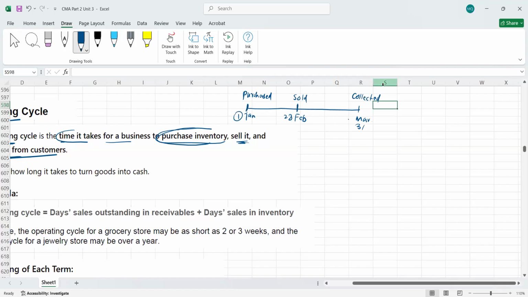Now, what is the operating cycle? Operating cycle measures the time we take to purchase the inventory and then collect the cash from the customer, simply from this point till this date. Here we purchased the inventory and here we collected cash from the customers. The length of the period between these two points, where we purchased the inventory and where we collected cash from the customer, is called your operating cycle.